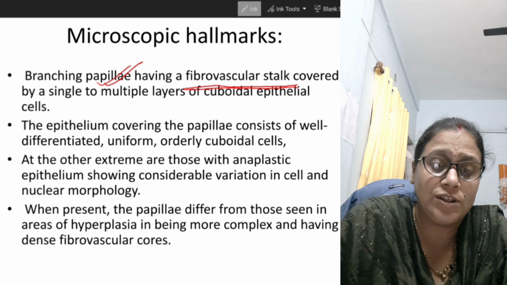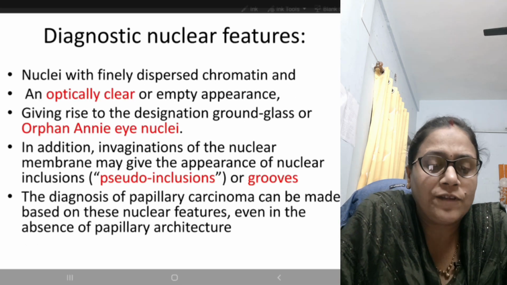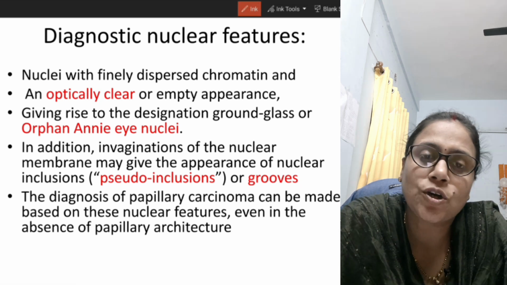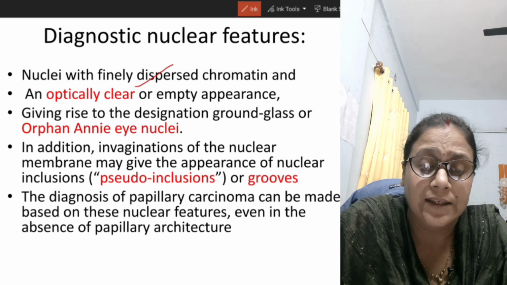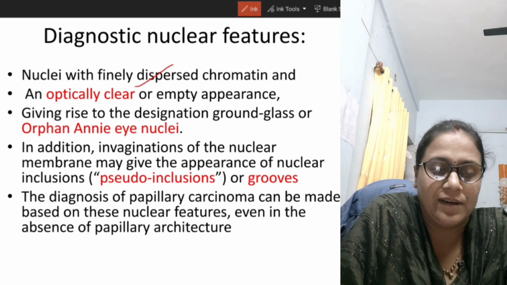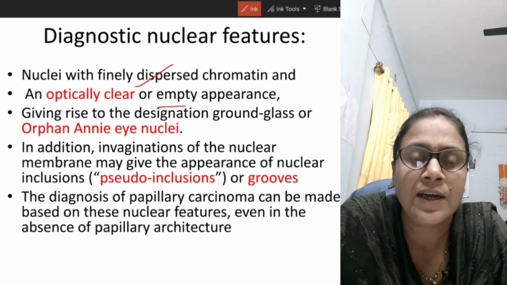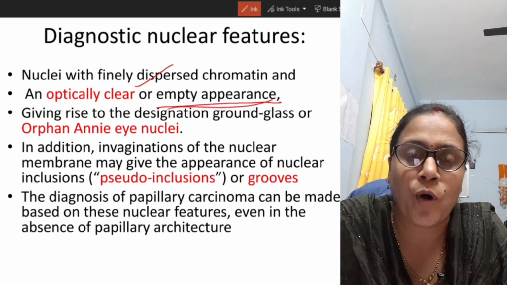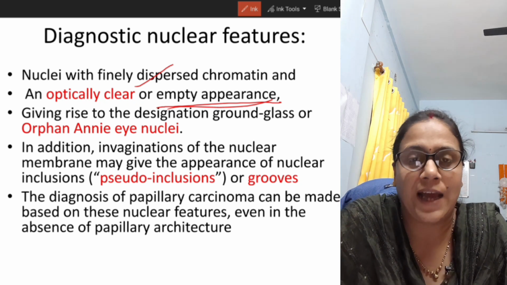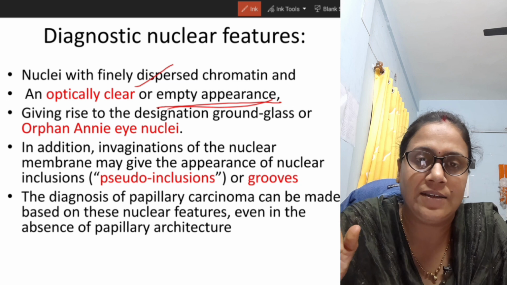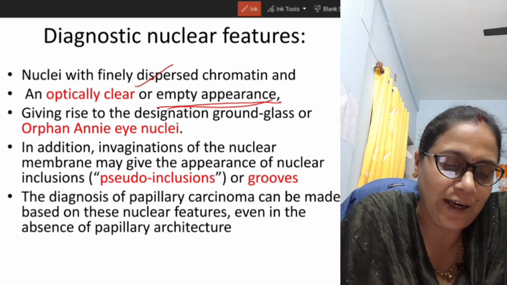Diagnostic nuclear features, please note down very carefully. They have nuclei with finely dispersed chromatin, number 1. Number 2, they are optically clear or they have an empty appearance, which is how they got the name Orphan Annie nuclei, in honor of the popular comic character Little Orphan Annie who had empty eyes. Looking at that, it got the name Orphan Annie nuclei.